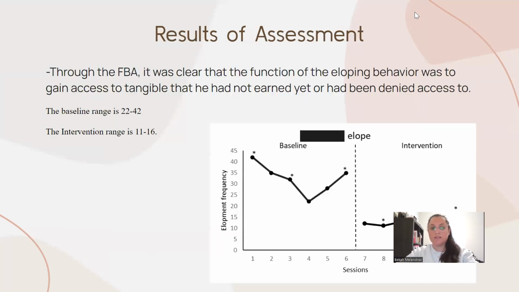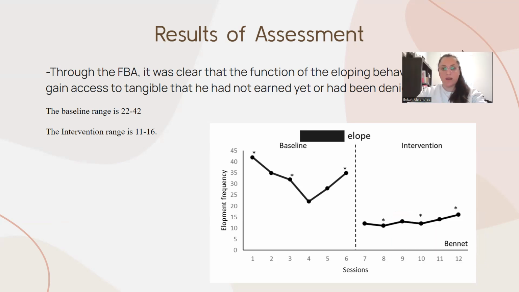The result of this assessment was that, through the FBA, it was clear that the function of the eloping behavior was to gain access to tangibles that he had not yet earned or had been denied access to previously. In our graph here, you can see that his baseline range went everywhere from 22 to 42. Once the intervention was set in place, due to the FBA, we got his average down to between 11 and 16.